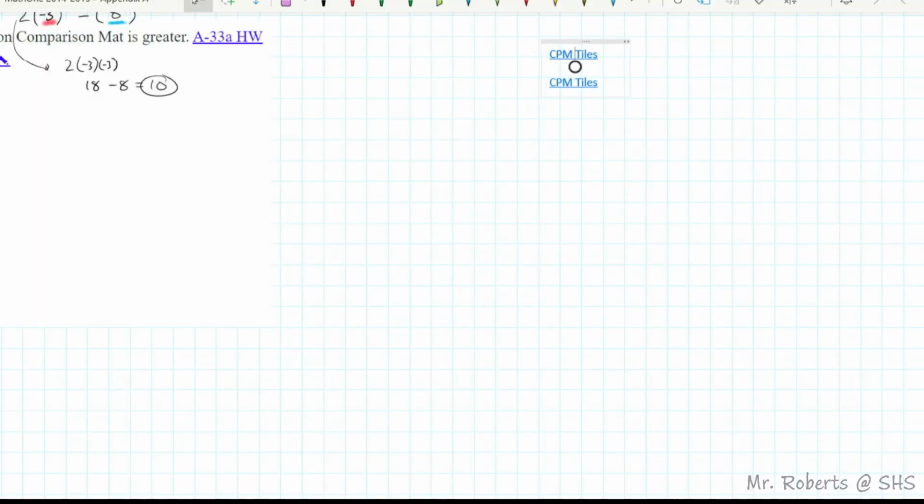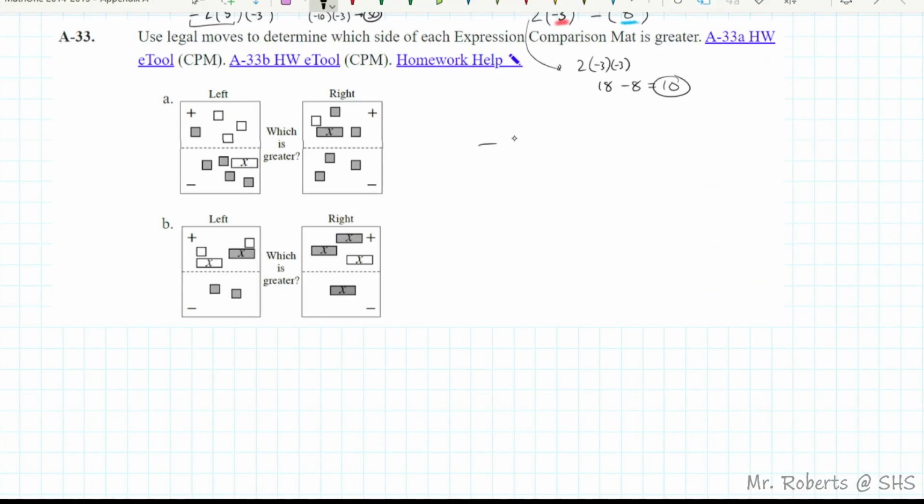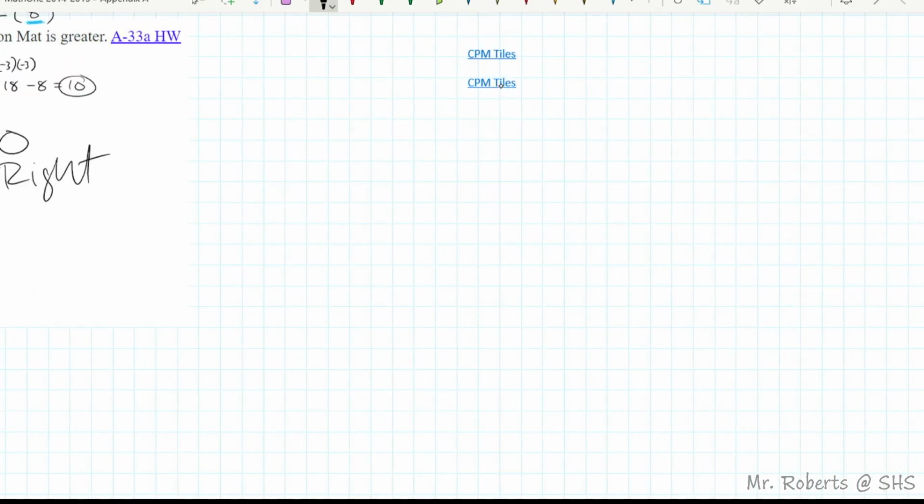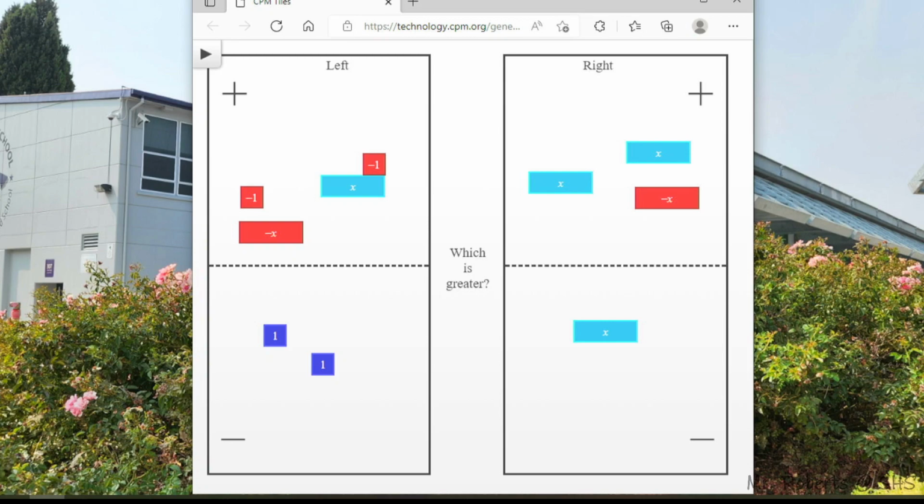So I can write, I hope this is right. Right, negative 6 is less than 0. So the right-hand side is larger. The right-hand side is larger. Let's take a look at part B. See, I hope this is B. All right, looks like a miracle. I'm pretty sure this matches what was in the book.